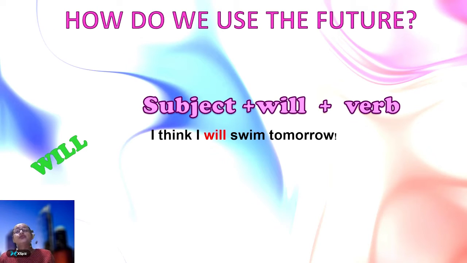How do we use the future with will? So you have to use the subject first, plus will, plus a verb. For example, I think I will swim tomorrow. I think I will study for my exams next week. I will be in Paris next year. So you have the subject. Remember, the subject is me, is Pedro, is Juan, is Maria and Pedro. Those are the subjects. And then you have will plus the verb plus the complement.